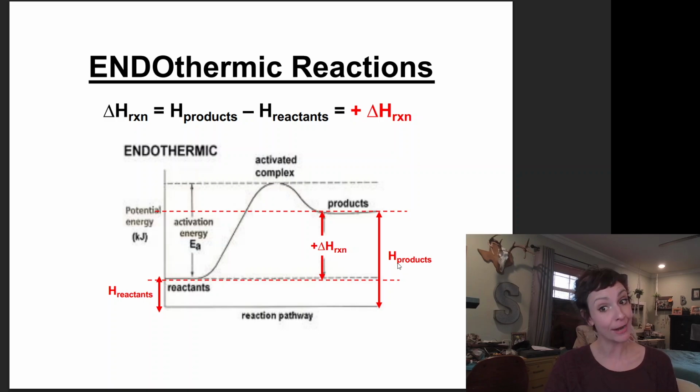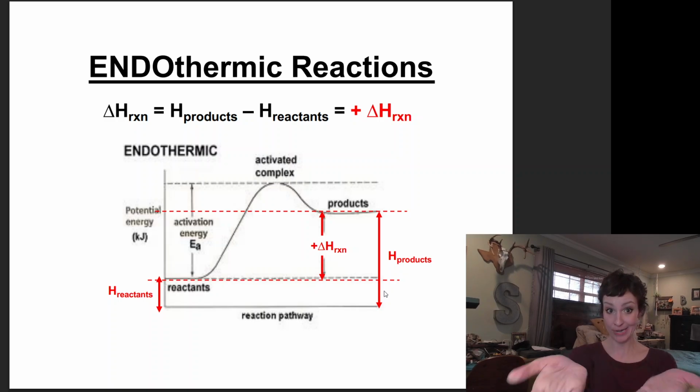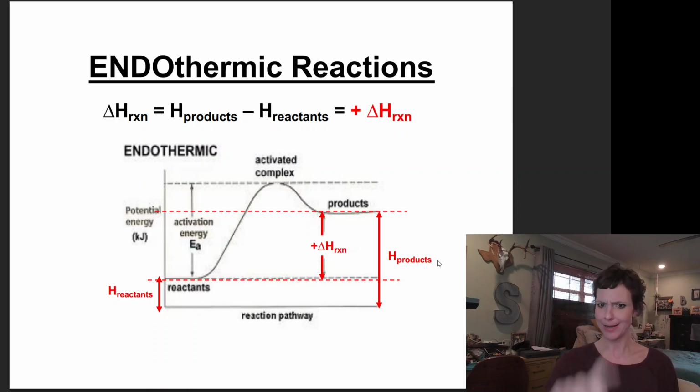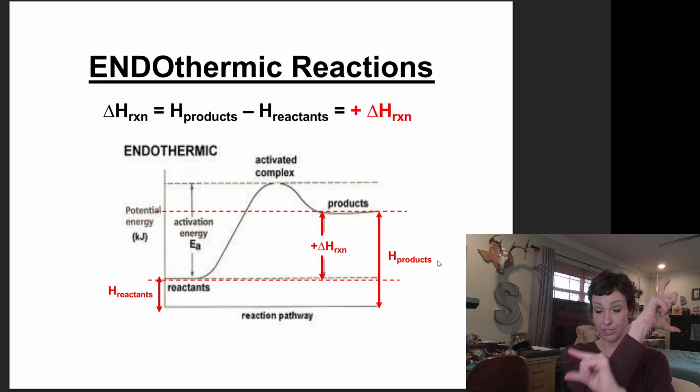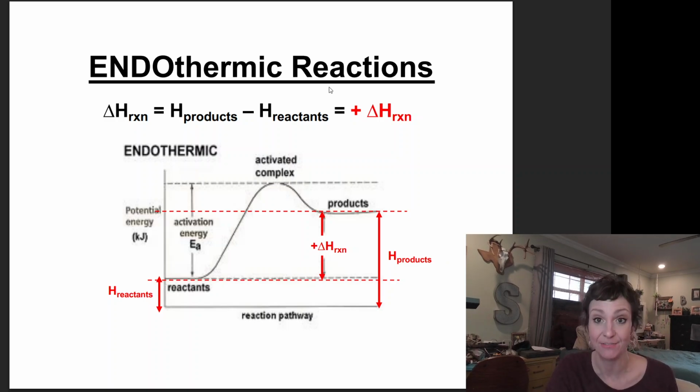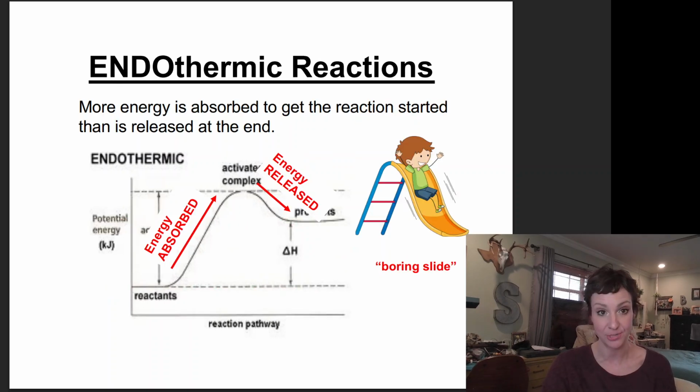If it's always products minus reactants, according to this endothermic reaction potential energy diagram, my products are a higher energy than my reactants. So I have a bigger energy and a smaller energy. A big number minus a small number is going to give me a positive overall change in the reaction. Yes, because my products are higher energy than the reactants, so products minus reactants will give me a positive delta H. Okay, so why is the slope up and why is the slope down? What is going on here?